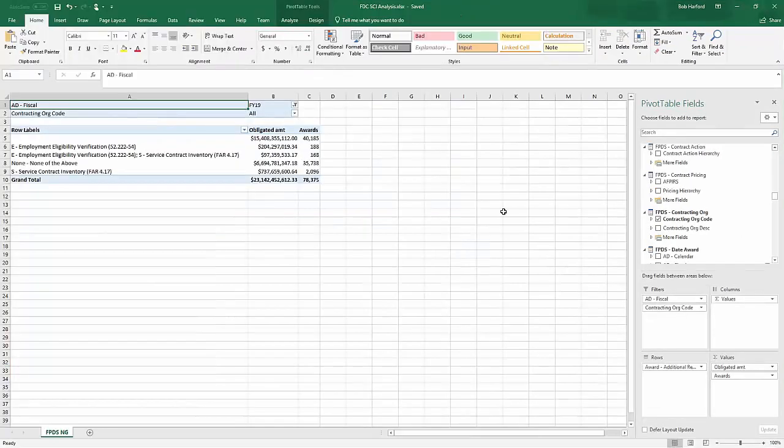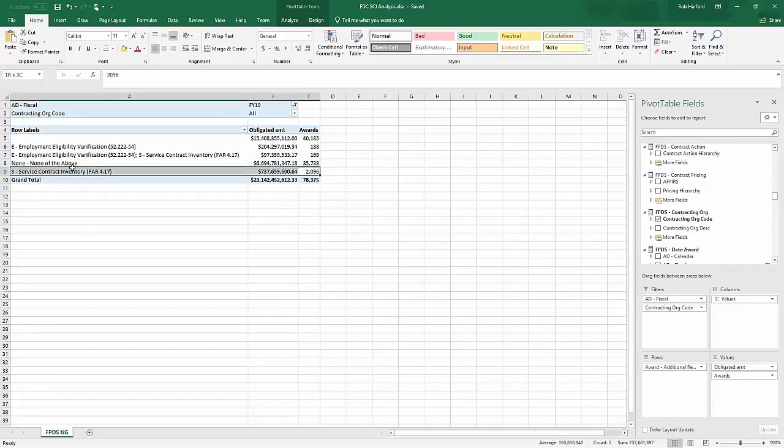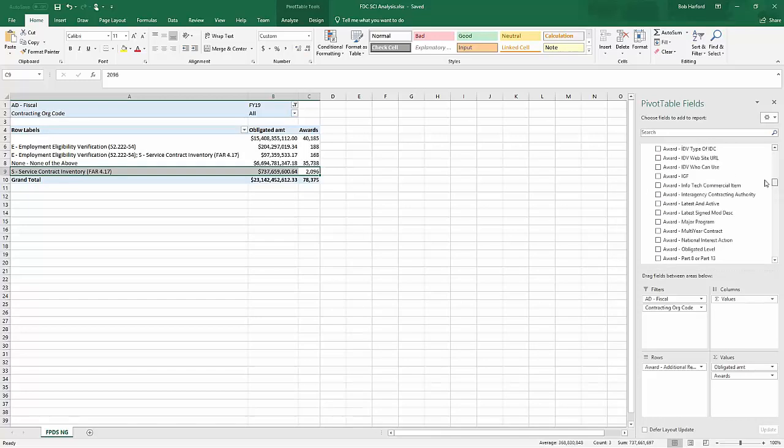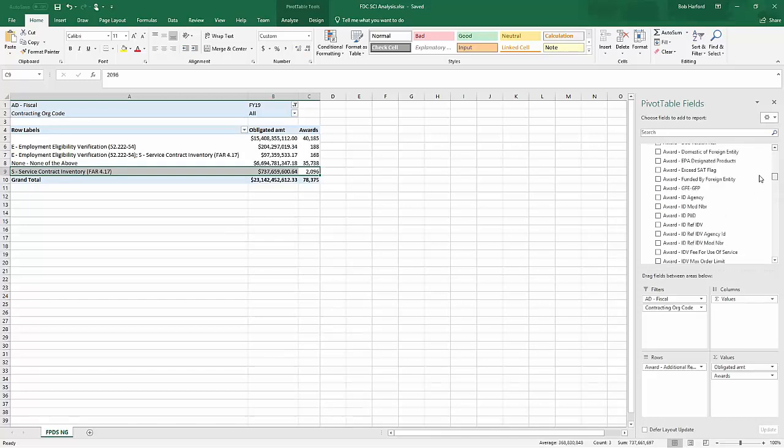Here's what's been reported so far in FY19. We've got 2,096 service contract inventory award transactions that have been reported as subject to SCI reporting. Let's restrict that to non-zero, so we'll just do new awards.